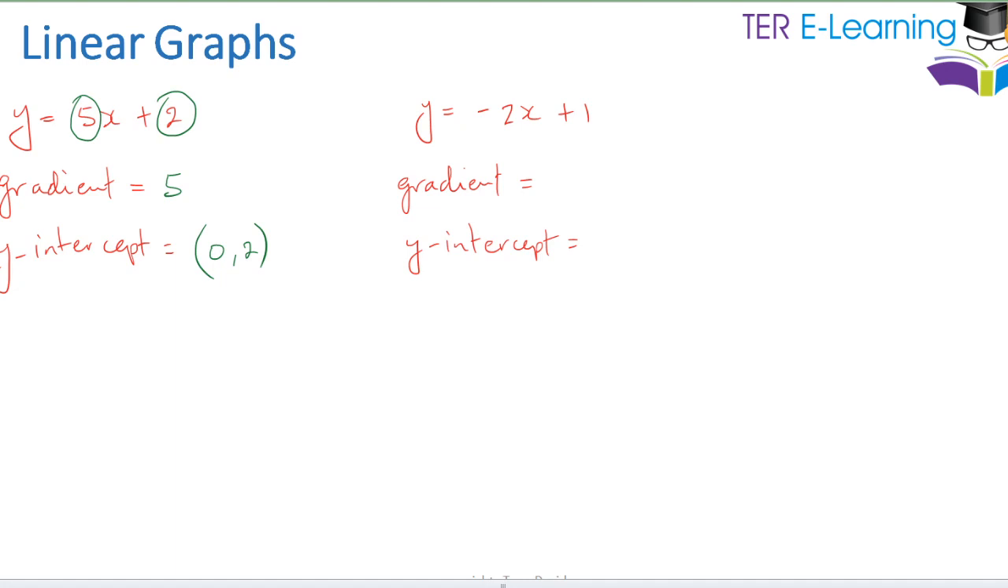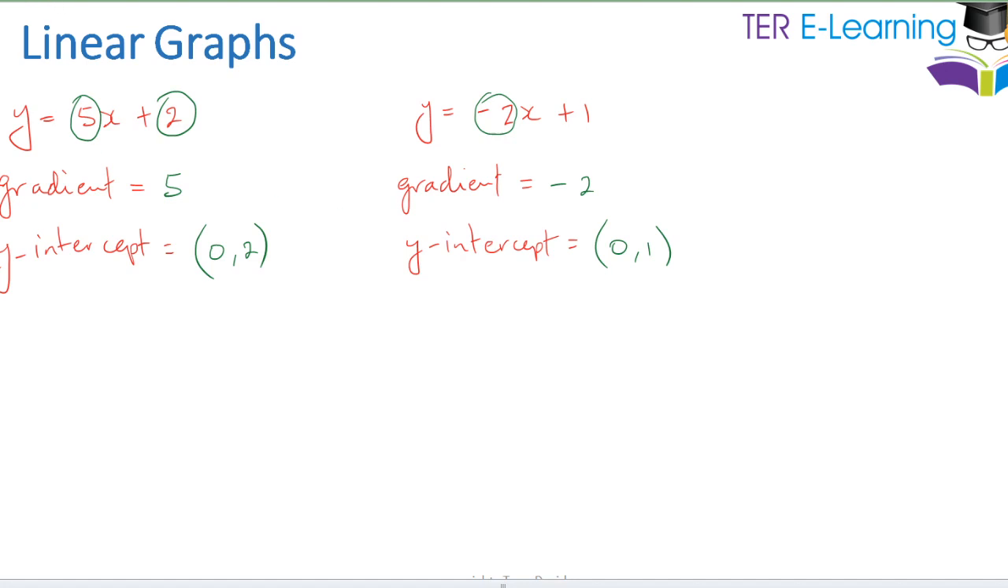Alright, you all are smart. I'm seeing everybody saying gradient of minus 2. So the gradient in this case is this value here, which is minus 2. So my gradient is minus 2 and my y-intercept is 0, 1. That's great. You all kind of understand what's going on here.